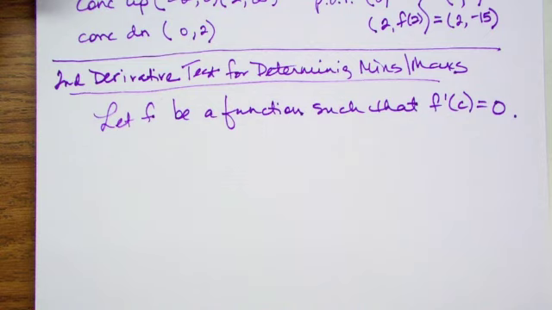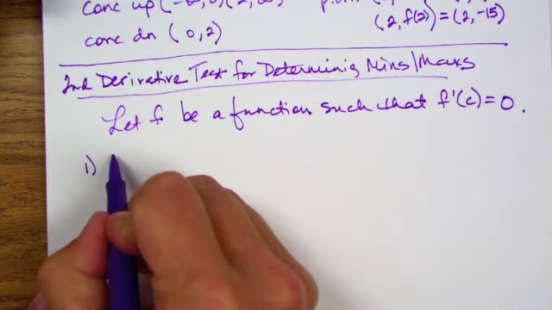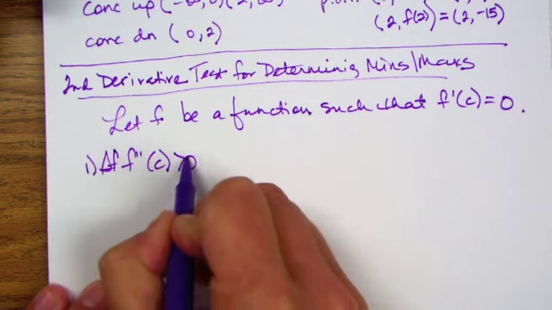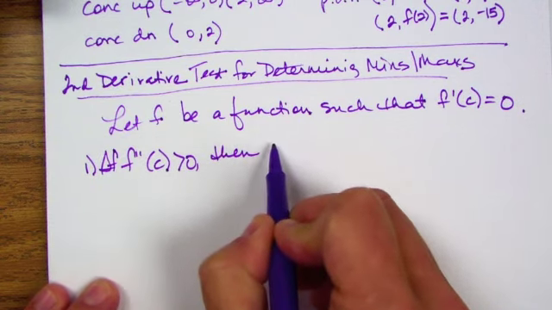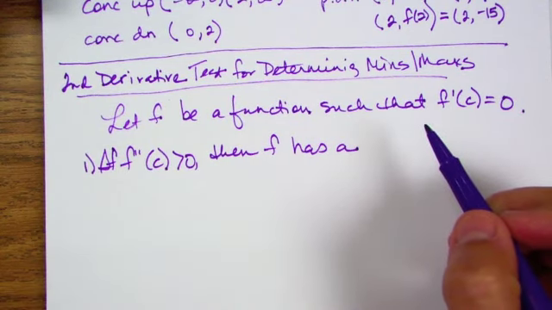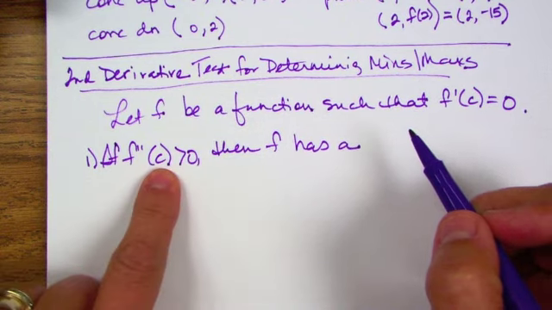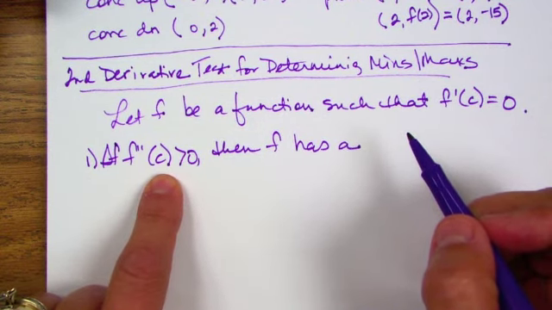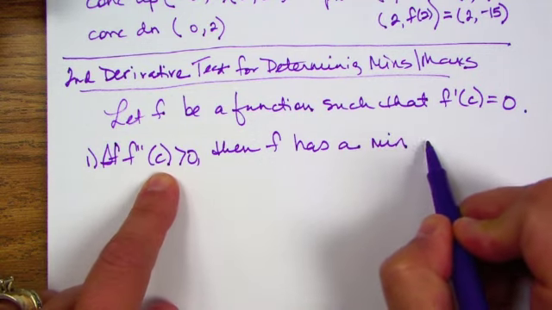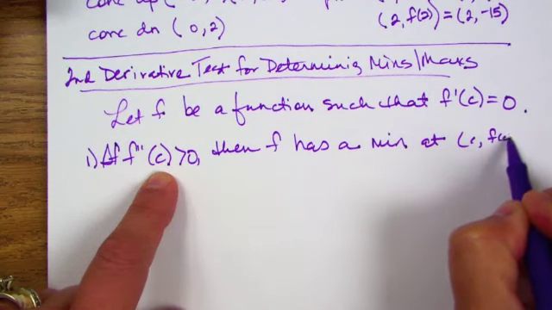So in other words, if it's a max, the second derivative there will be negative. If it's a min, it will be positive, okay? So here's what we got. If f double prime at c is greater than 0, then f has a what? You can tell me specifically, no ifs, ands, or buts. There has to be a minimum there, right? Then f has a min at c, f of c.